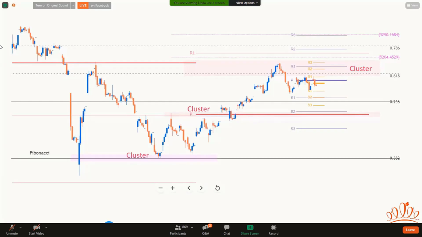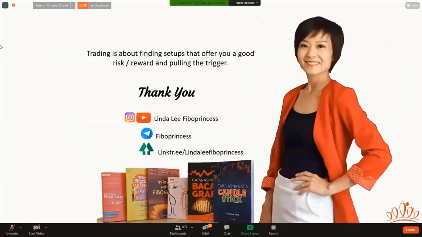Results from Fibonacci and pivot point measurements are static and remain at the same prices throughout the day. This means traders can use the levels to help plan out their trading in advance. Quoting Mike Delafiore, trading is not about being right. Trading is a game of math. It's about finding setups that offer you a good risk reward and pulling the trigger.